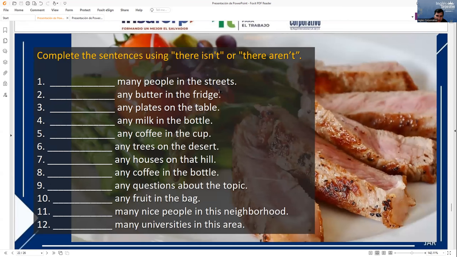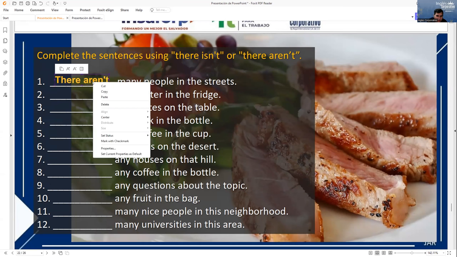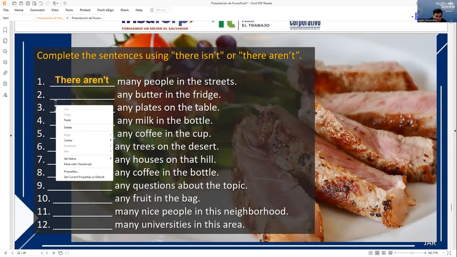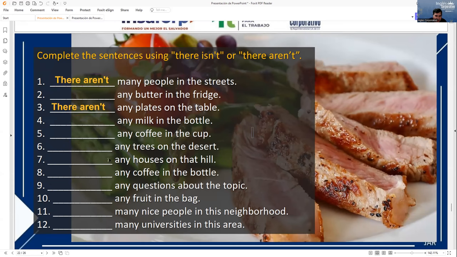Complete using there is or there isn't. There aren't many people in the streets. There aren't many plates. There aren't any trees. There aren't any houses. There aren't any questions. There aren't many nice people. There aren't many universities.